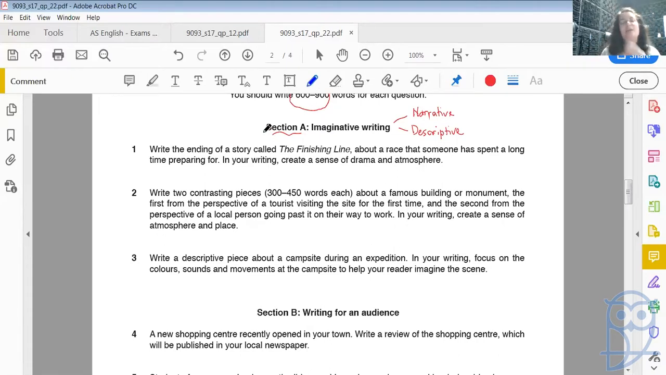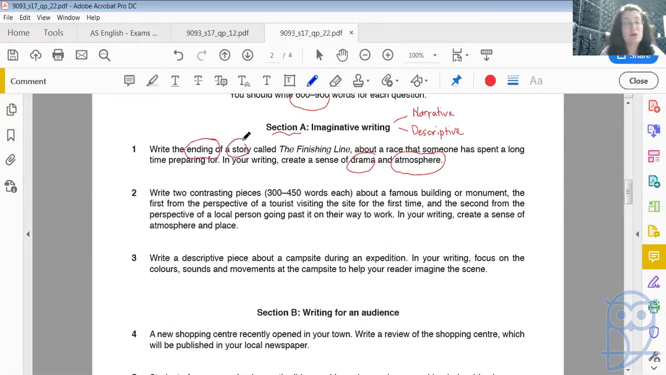All right. Imaginative writing, Section A. Let's have a look at some of these questions. Write the ending of a story called The Finishing Line about a race that someone has spent a long time preparing for. In your writing, create a sense of drama. So things need to be dramatic, and atmosphere. Are things going to be exciting, gloomy, traumatic? You've got to decide for yourself. It's the ending of a story that you're writing here.